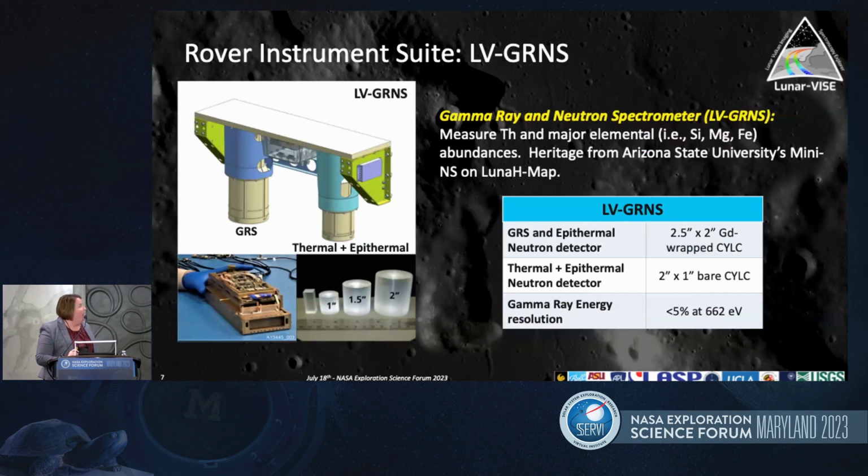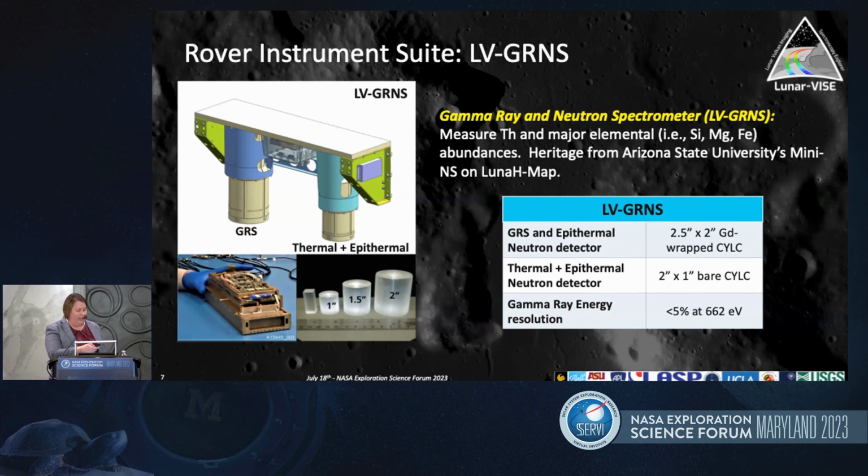Also on the rover is our gamma ray and neutron spectrometer, LV-GRNS. The GRNS system will be used to map thorium abundance, and then also major elements like silicon, magnesium, and iron. And we have 2 detectors as part of the GRNS.